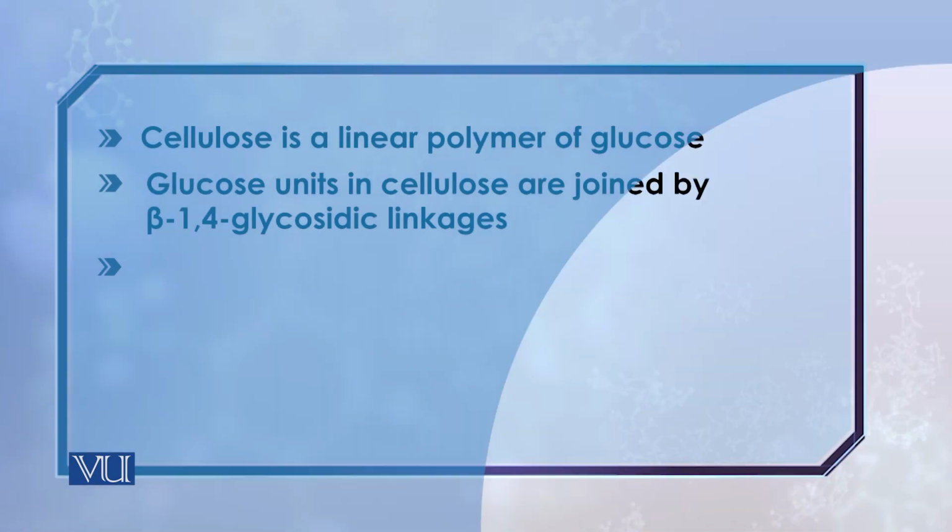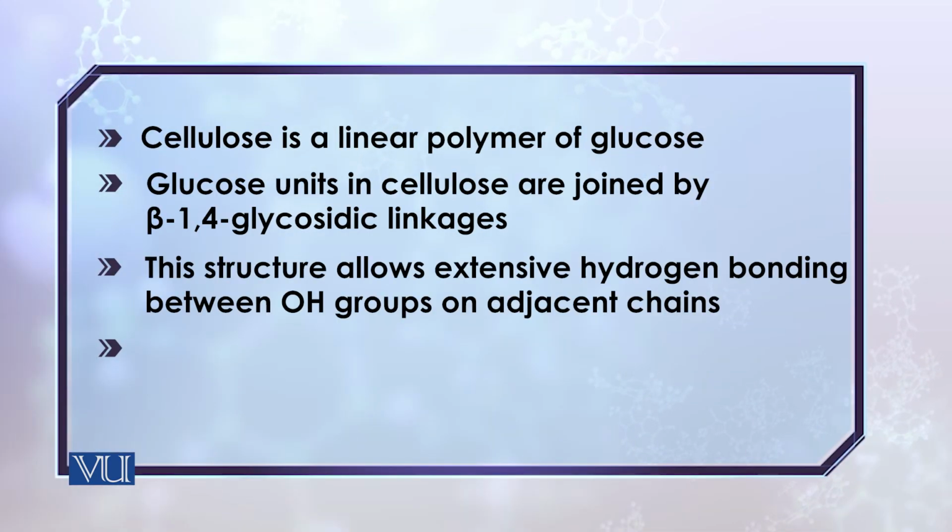glucose units which are linked to each other through beta-1,4 linkage. Because of this linear structure and the very composition of it, it allows very extensive hydrogen bonding between the hydroxyl groups present in these sugar moieties.